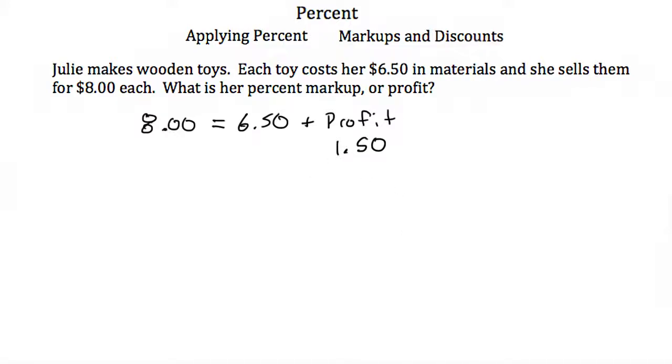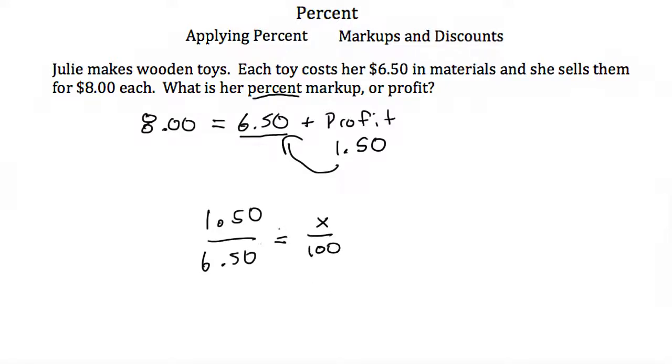But we're not asked for her total profit, we're asked for her percent. So we need to find out what percent 150 is of 650. Because a markup is the percent by which the base cost, or sometimes called the wholesale cost, is increased. So what we want to know is the ratio of 150 over 650 is equal to what percent over 100?